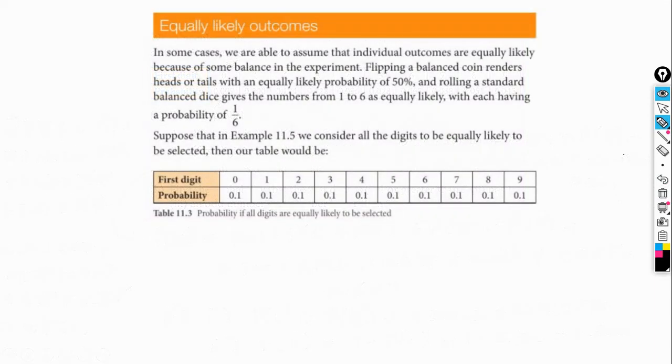So now we're going to talk about equally likely outcomes. In some cases, we are able to assume that individual outcomes are equally likely because of some balance in the experiment. For example, flipping a balanced coin renders heads or tails with an equally likely probability of 50%, and rolling a standard balanced dice gives the numbers from 1 to 6 as equally likely, with each having a probability of 1 over 6.